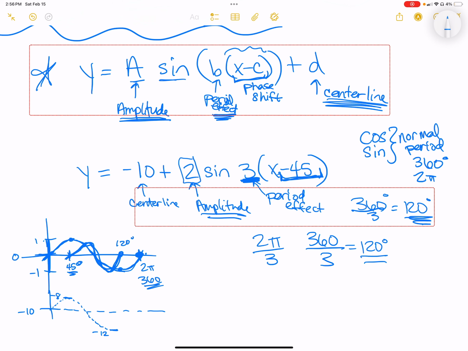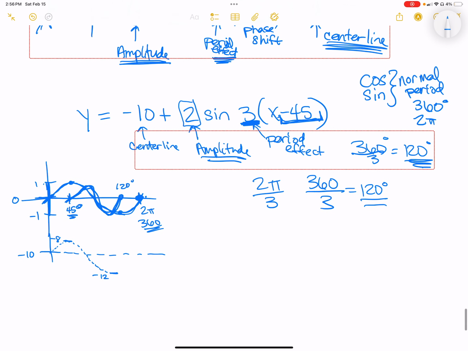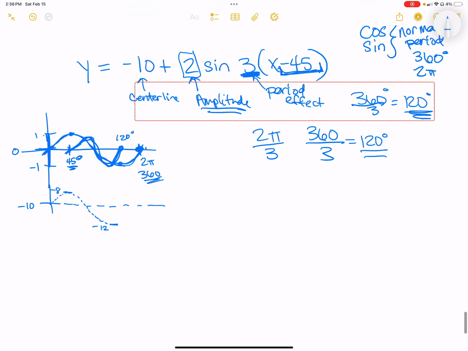So that's the difference. You're going to work on sketching this for homework, and there's one in the section that also is a sketch. Using this knowledge of the equation, you're going to be able to sketch your graph.